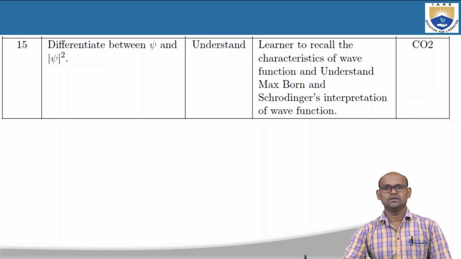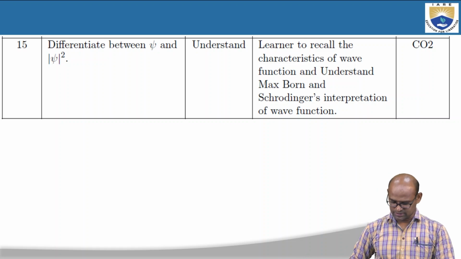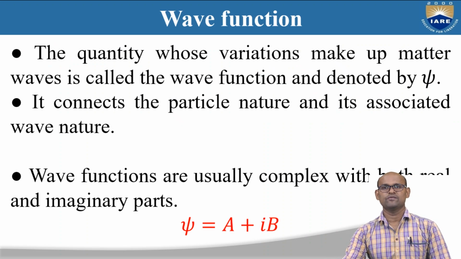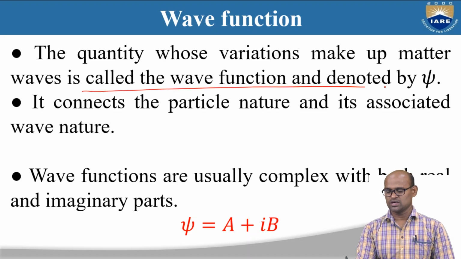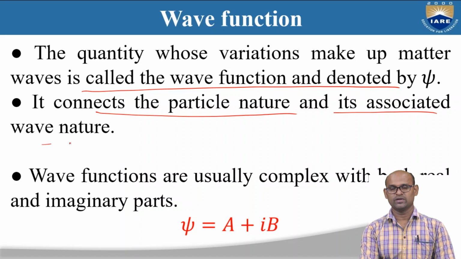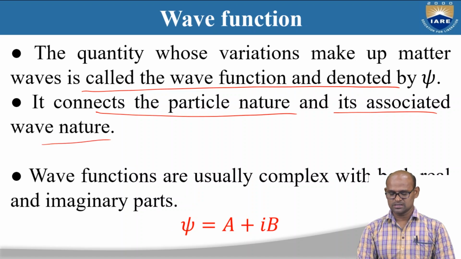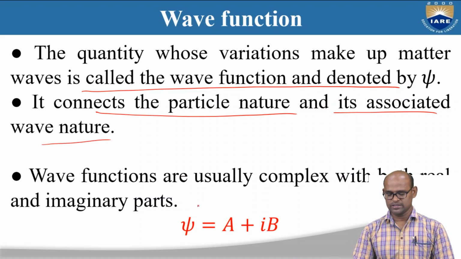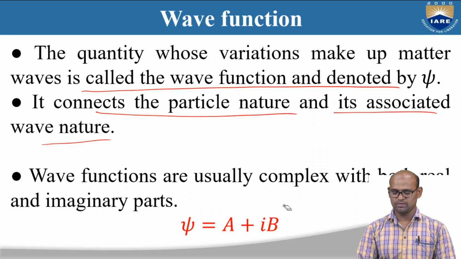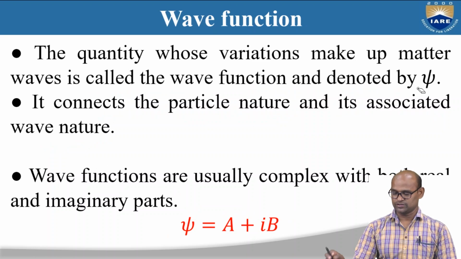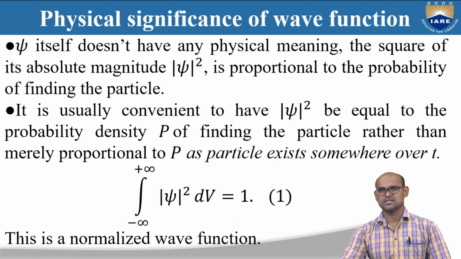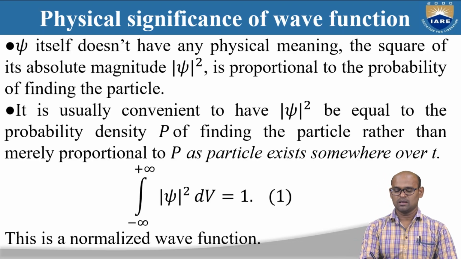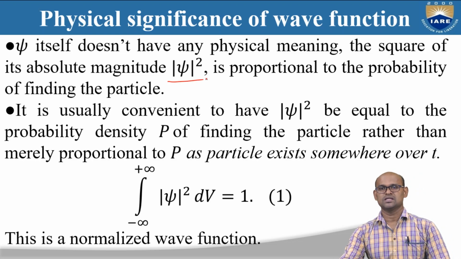Coming to the next question, differentiate between psi and mod psi square. Psi is a wave function which tells us about the matter waves associated with a particle. It connects both the particle nature and wave nature, and it is generally complex, having a real part and an imaginary part. The wave function itself does not have any physical meaning because it is a complex quantity. But mod psi square has a physical meaning because it is real.